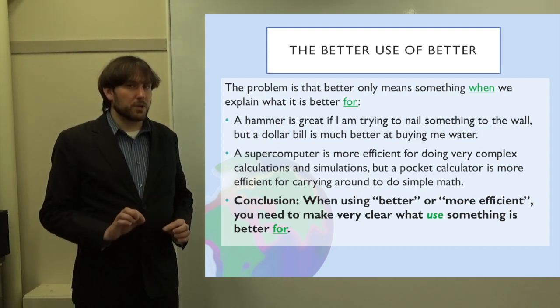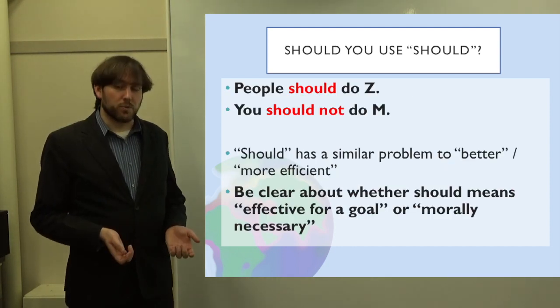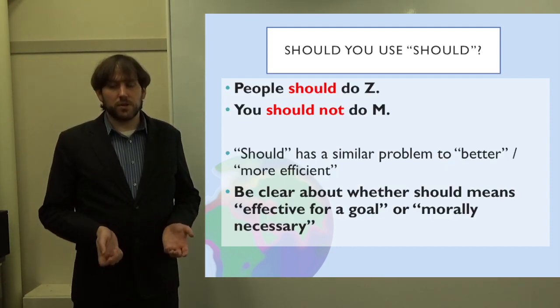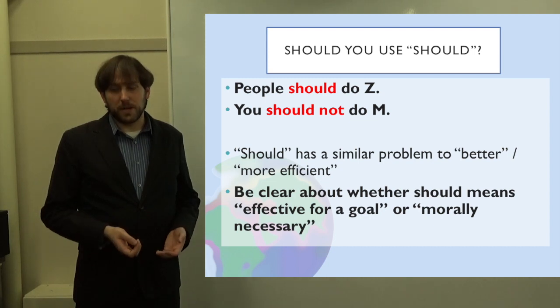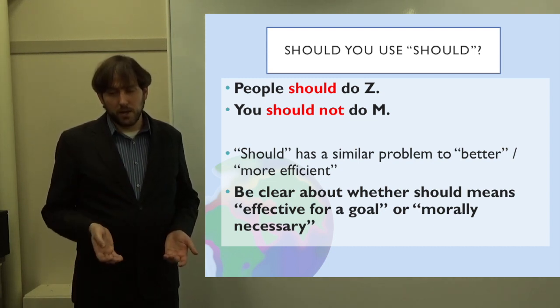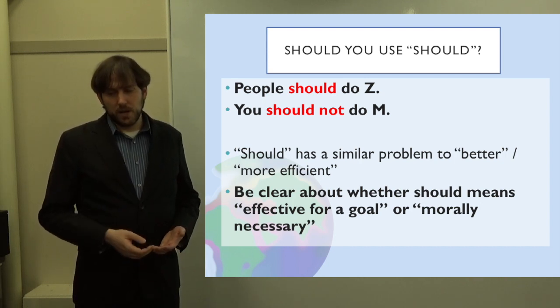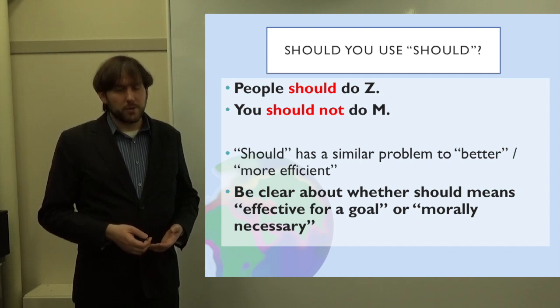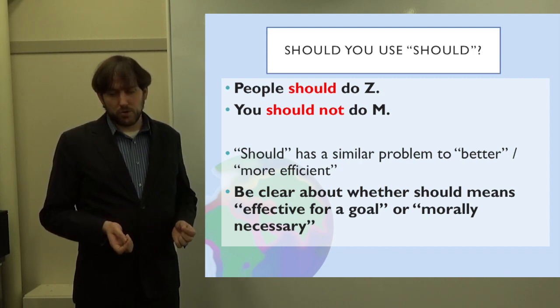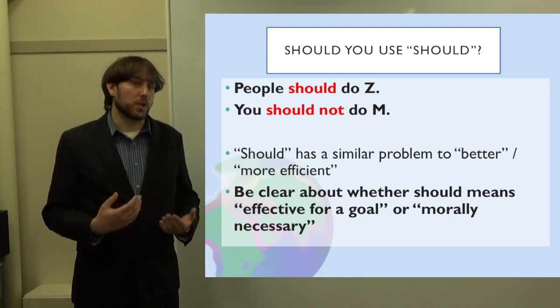So there's a very similar pattern I want to mention to you as well. And that pattern is the use of the word should. So the question here is, should you use should when making claims? So this is the form of the claim: people should do Y, you should not do M, he should not do X, all of these claims. Should has a similar problem to better or more efficient. We need to be very clear about whether should means effective for a goal or means something like morally necessary.